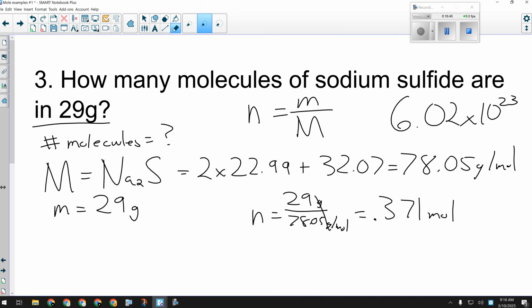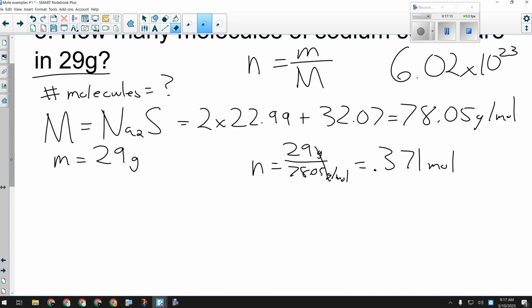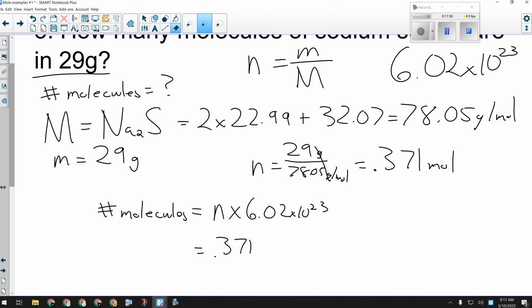So now I know how many moles I have. I'm looking for the number of molecules. This number is molecules per mole. This is the number of molecules in 1 mole. This is the number of moles. If I multiply those two numbers together, will I get the number of molecules? I will. So that's the additional step in a type 3 question. Number of molecules is essentially n times 6.02 times 10 to the 23. So we just put in our numbers: 0.371 with all the decimals from my calculator times 6.02 times 10 to the 23.